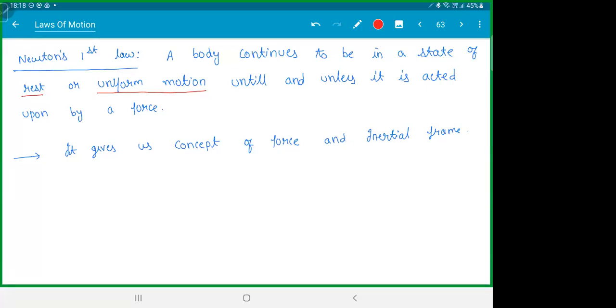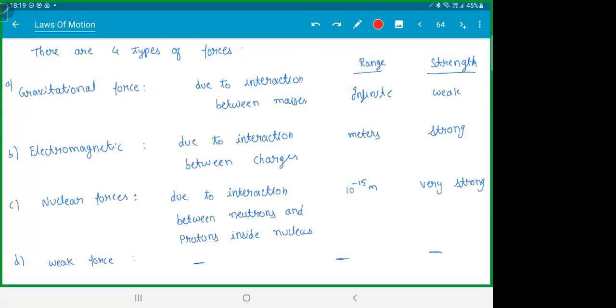Clear? Palaksh, clear, right? Yeah. Have a look at this thing.